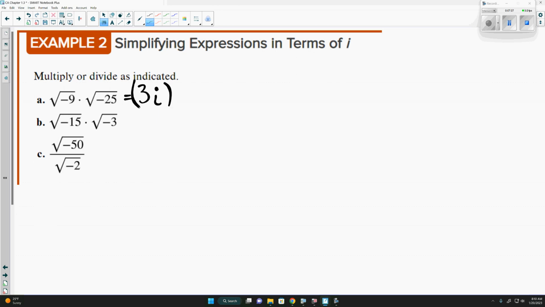And we're multiplying it with the square root of -25. Well, the negative is going to come out as i. Square root of 25 is 5. Now we can multiply those together. 3 times 5 is 15. i times i is i squared. And we know i squared is what? -1. So really that's saying that we have 15 times -1, or just -15.